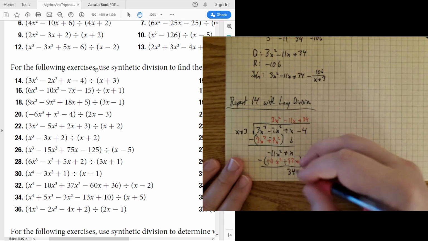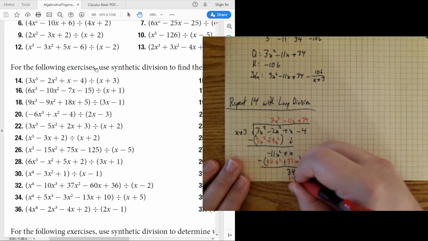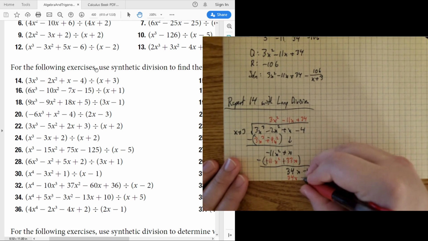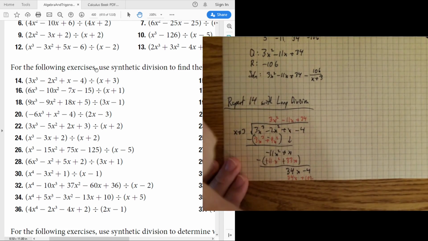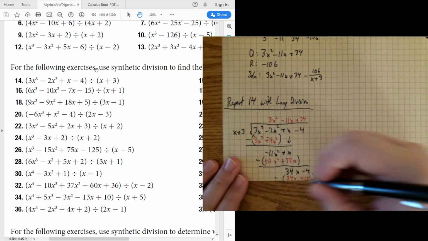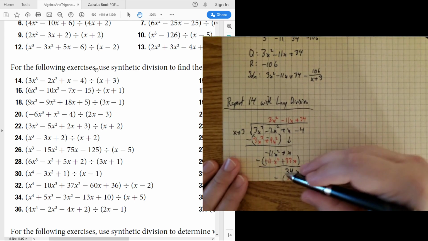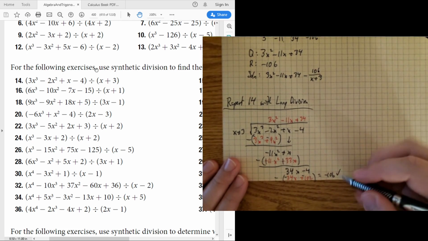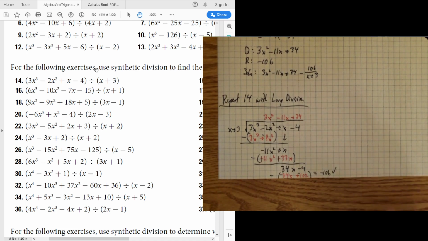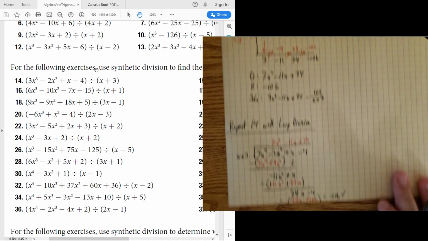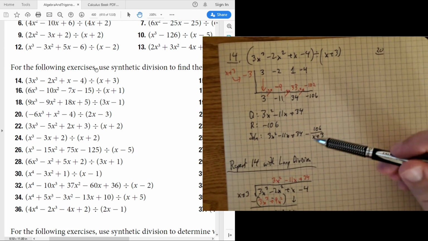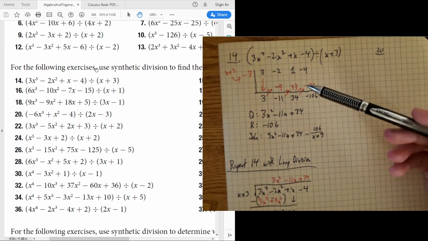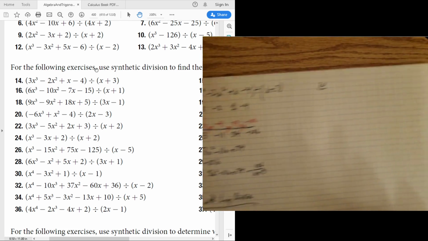So take 34 times x would become 34x. Run out of room here. 34 times 3 would become positive 102. We then subtract the whole thing. 34 negative, this becomes negative 106, exactly as we expected. And so, yeah, it's just which one's more work, which one's easier. Like, it took me more work to show the solutions than it did to write the problem. That's the nice thing about synthetic division. Okay, number 20.